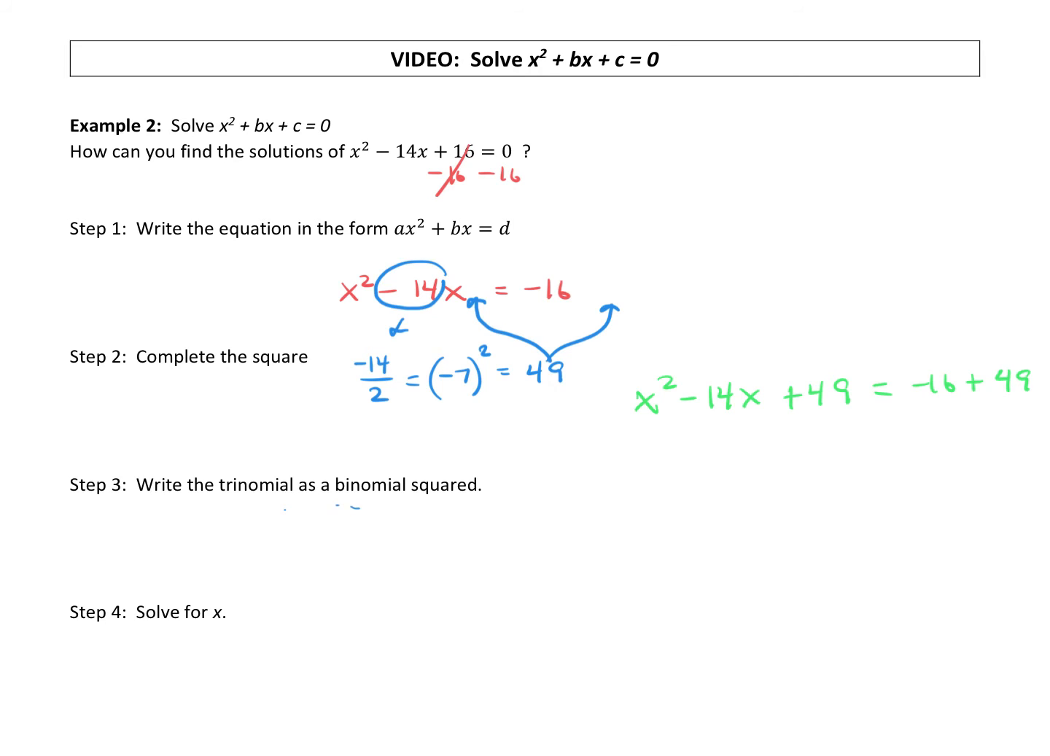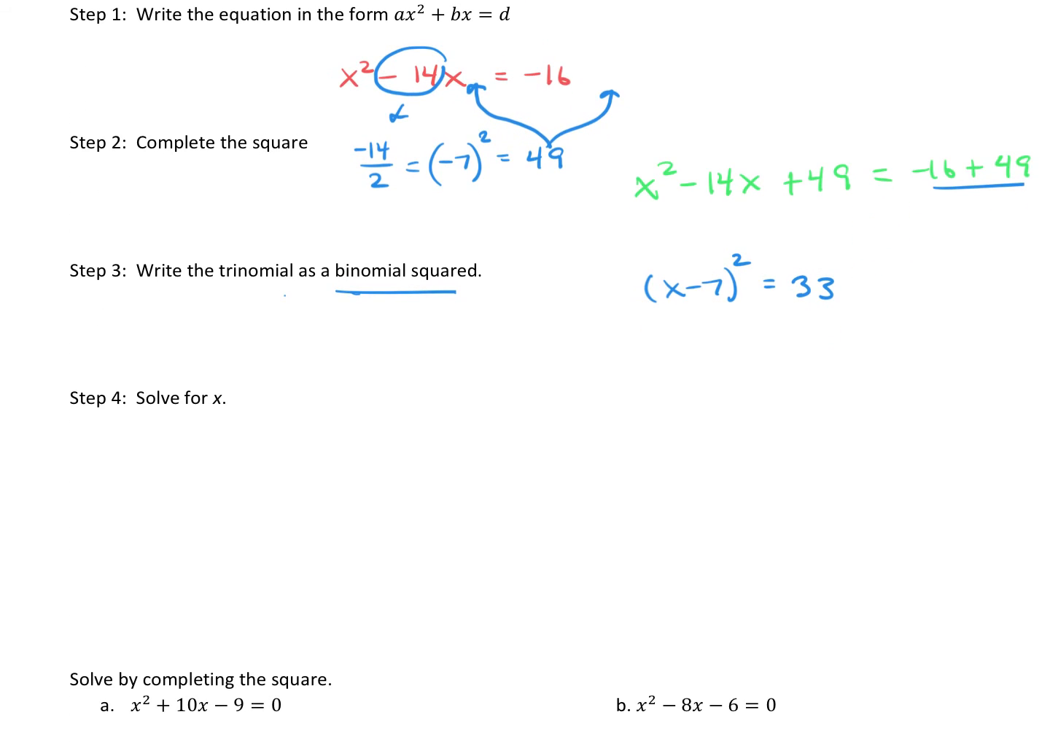So to write it as a binomial squared, we're going to say x minus 7 squared equals, now let's go ahead and add that negative 16 plus 49. That is going to give us a positive 33. All right, now we can solve for x. We no longer have an x squared term and an x term, which means we can just undo all of our operations and solve for x.